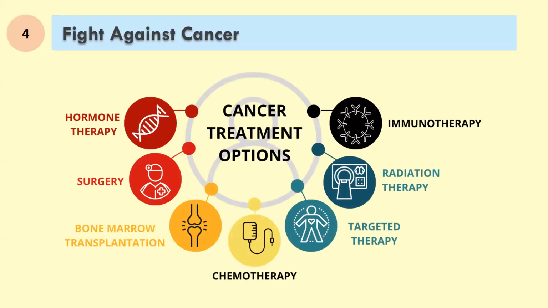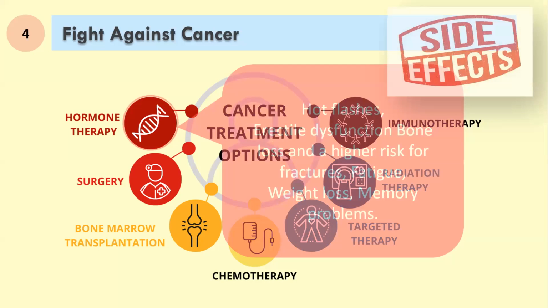If I summarize, what are the treatment options available? You have hormone therapy, surgery, bone marrow transplantation in case of leukemia and other kinds of bone marrow related disease, chemotherapy, or targeted therapy, or radiation therapy, or immunotherapy. But they have some problems.